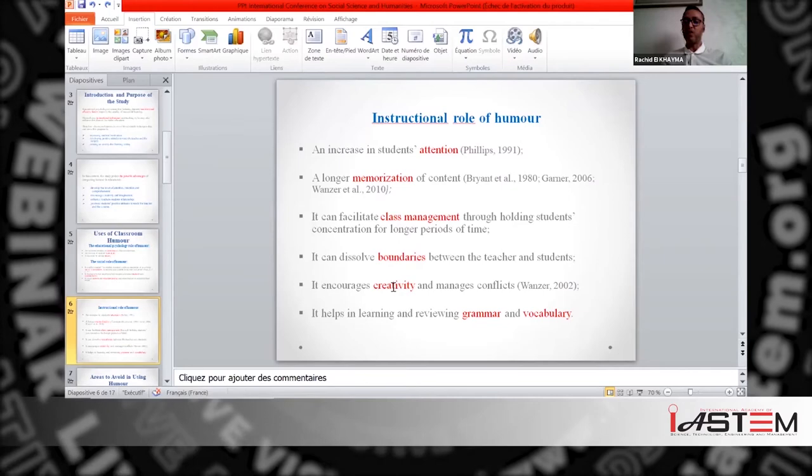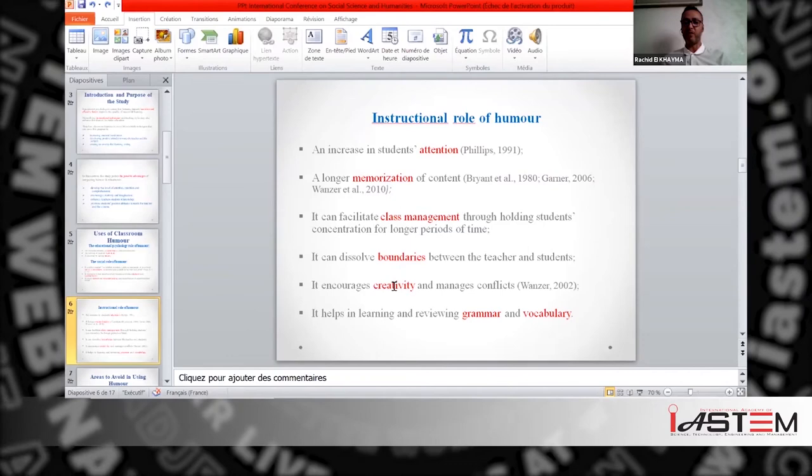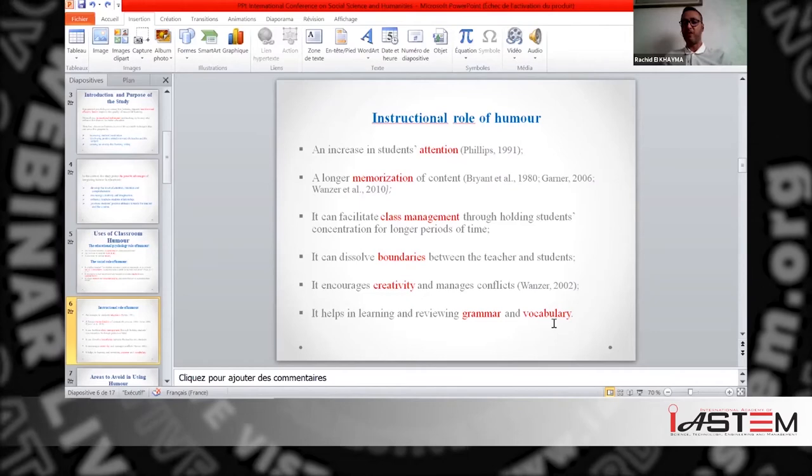And also we use humor to teach many different skills related to the subject matter being taught by the teacher. For example, in English, we use humor to teach grammar. We can use humor to teach vocabulary. We can also use humor to teach anything in the classroom.